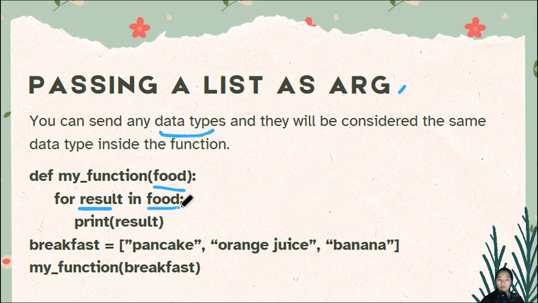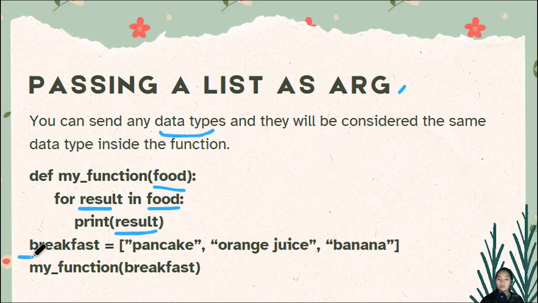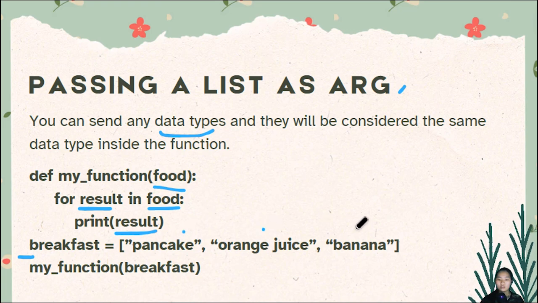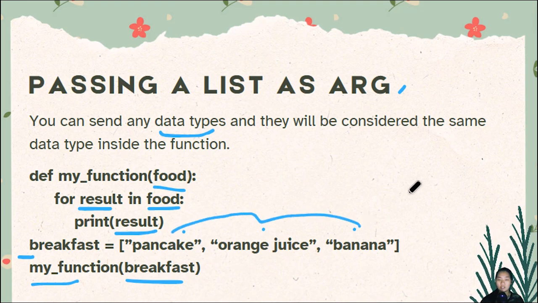For result in food, the argument passed in, print result, and I passed in breakfast. Breakfast is an array with pancake, orange juice, and banana. My function breakfast will go through all of these.